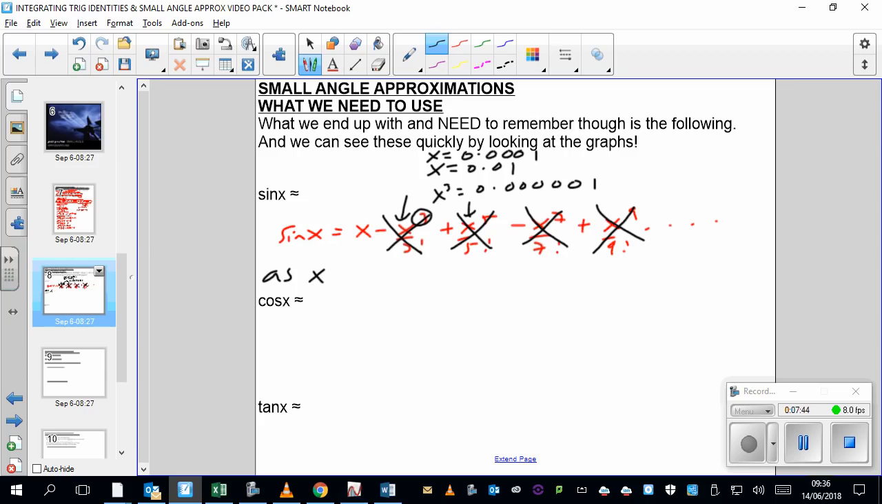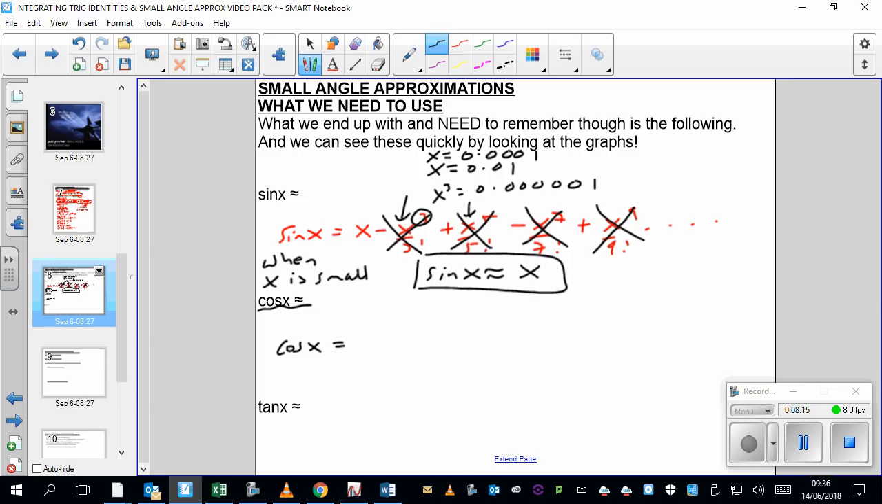So we're saying as x tends to 0, i.e. it's small, sine x tends, well actually I'm going to change this round. So we're not saying that yet. We're saying when x is small, sine x is approximately equal to x. Can you see? Okay, and we'll talk about the as it tends to 0 in a bit. Now cos x, from the Maclaurin expansion, same thing as what I did in the previous slide. You'll end up with 1 minus x squared over 2 factorial plus x to the 4 over 4 factorial minus x to the 6 over 6 factorial, etc.